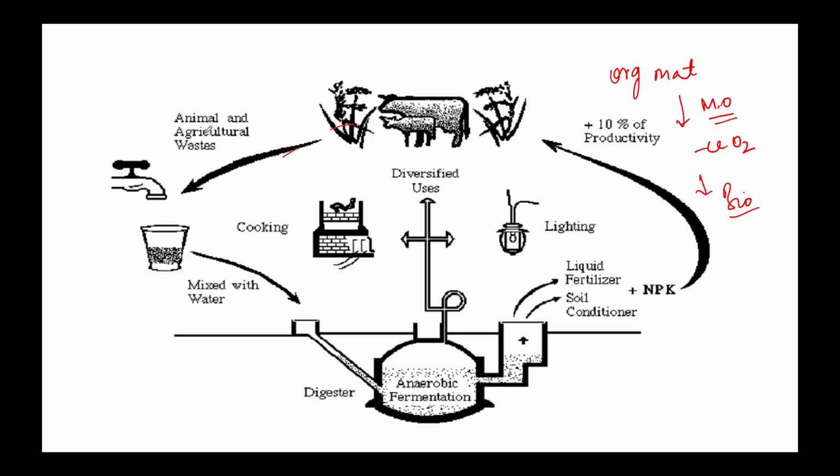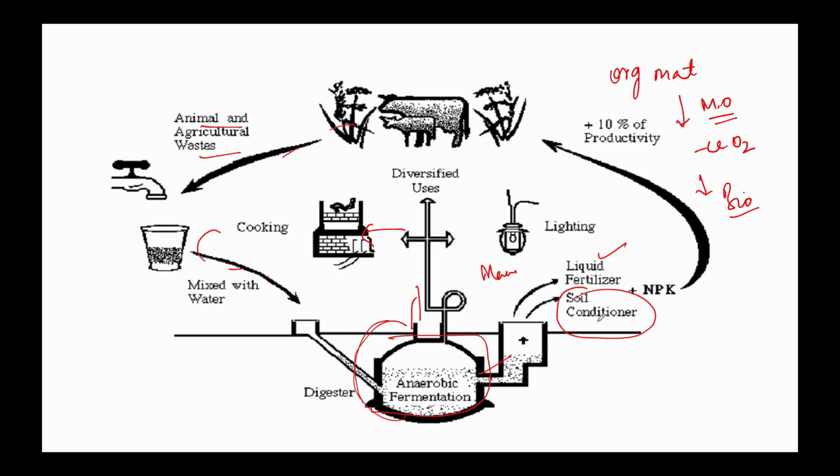As you can see, there is a lot of animal and agricultural waste. It is mixed with water. Then this is how anaerobic fermentation takes place. Then from this fermentation, there are a lot of uses. Biogas can be used in cooking, and then manure is also procured. Whatever residue is left is a very good fertilizing agent. It is liquid fertilizer. It can be used to condition the soil.